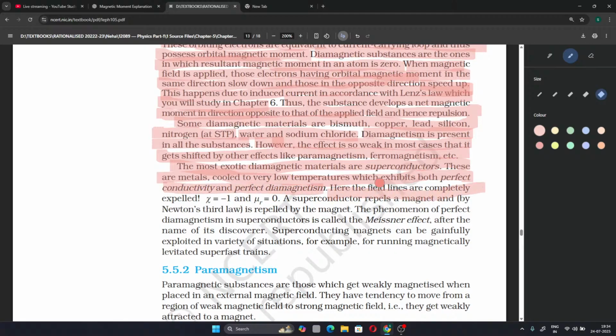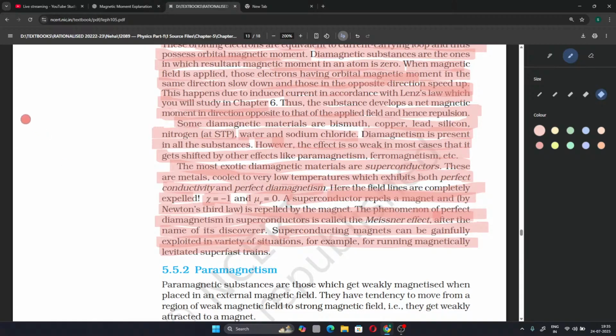Here the field lines are completely expelled, where chi equals -1 and mu r, the relative permeability, is equal to 0. A superconductor repels a magnet and, by Newton's third law, is repelled by a magnet. The phenomenon of perfect diamagnetism in a superconductor is called the Meissner effect after the name of its discoverer. Superconducting magnets can be gainfully exploited in a variety of situations, for example, running magnetically levitated super-fast trains.